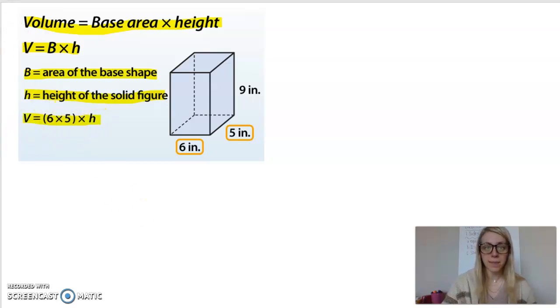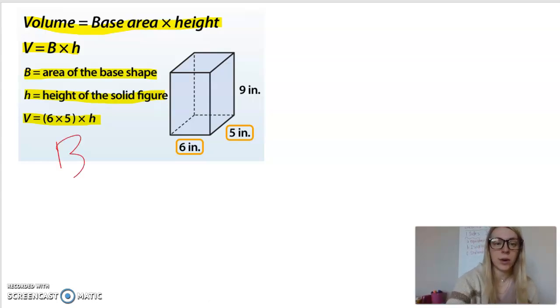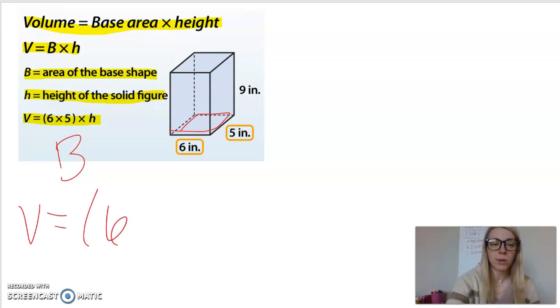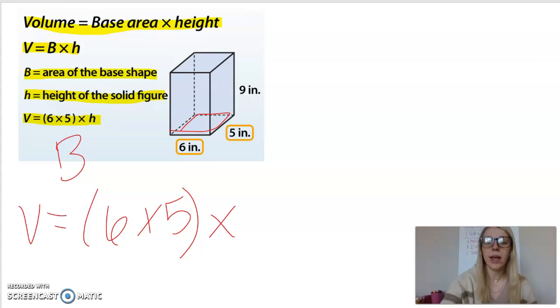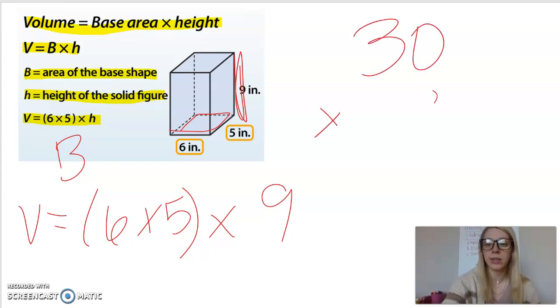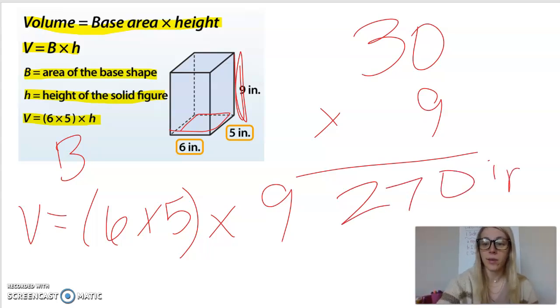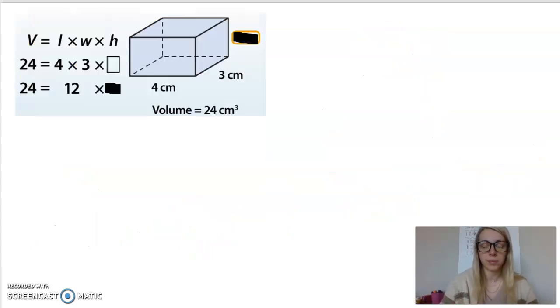So the B in this situation is going to be 6 times 5 because that is your base area. So how you would set this up is volume equals 6 times 5. Then we would multiply it by 9, because that is our height over here. So 30 times 9 is 270. And then again, it would be inches cubed because we're working with the cube, and it needs to be a 3 for our exponent for our label.